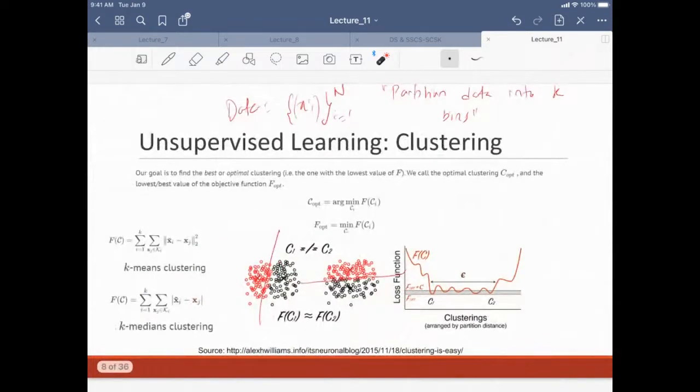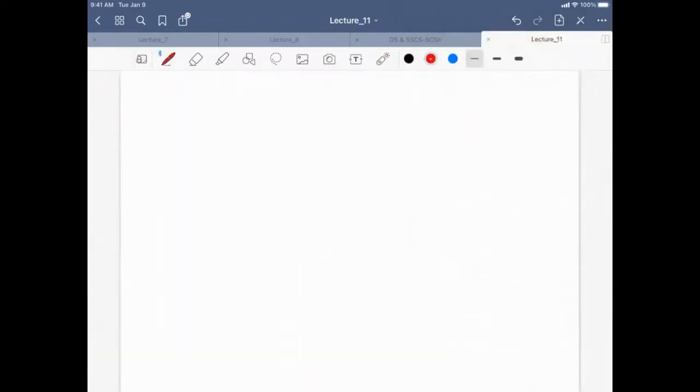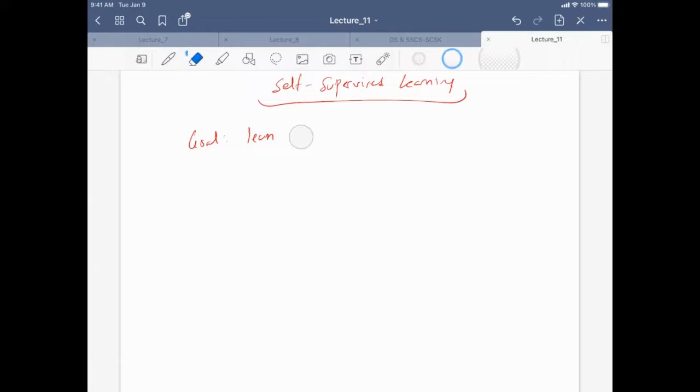Okay, so there's one more thing I want to talk about. I don't have a slide for that, but I'll talk about it. This is something that is gaining a lot of significance these days, which is self-supervised learning. So this is another form of unsupervised learning. And in self-supervised learning, the goal is to learn a feature representation, right?